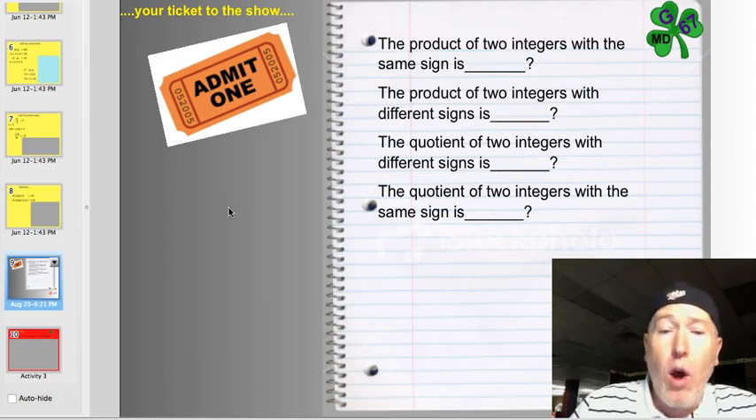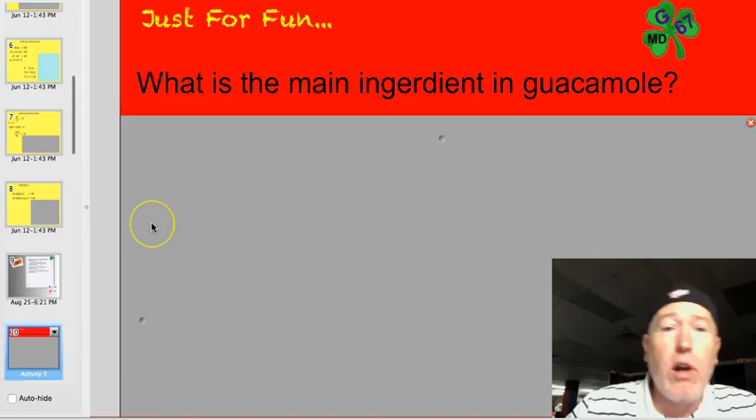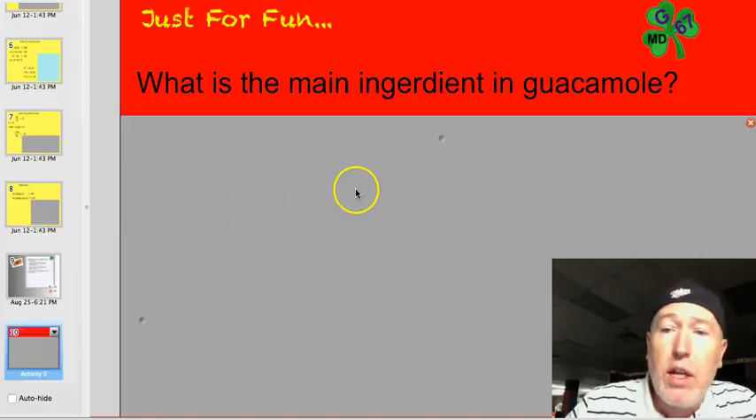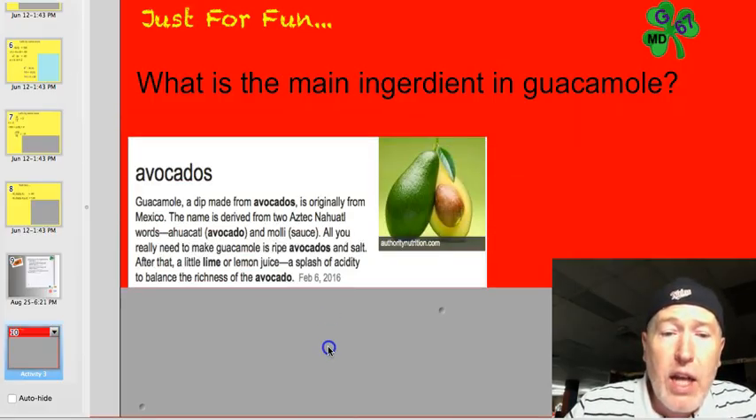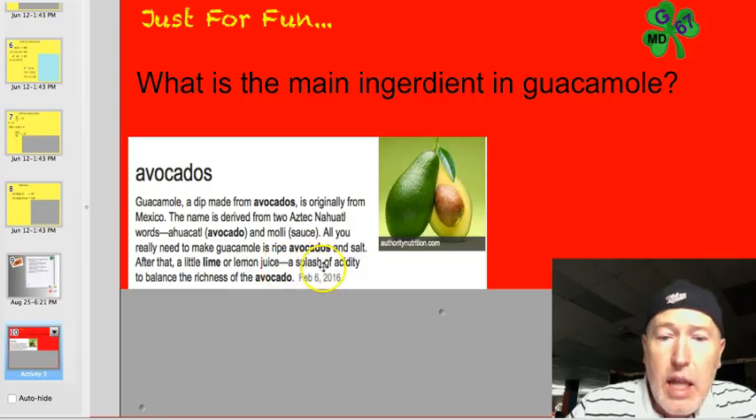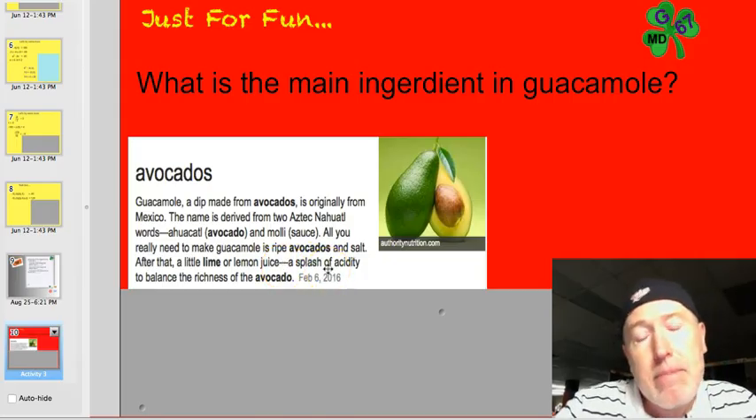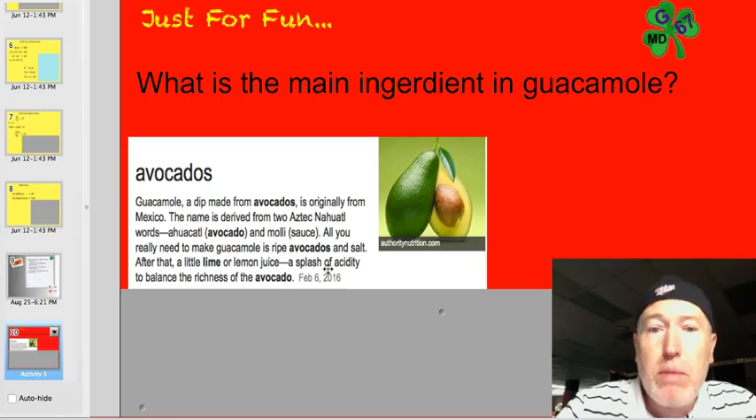All right, our ticket to the show, or I'm sorry, our just for fun question. What is the main ingredient in guacamole? I think you probably knew it was the avocado. And actually, they said all you really need here is a little salt and then a little lime juice for acidity. I did not know that. I thought there was probably more things in there.